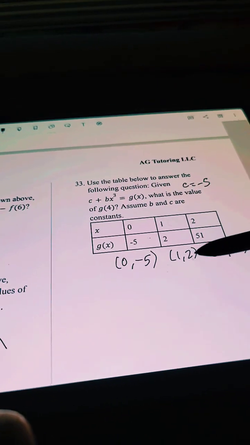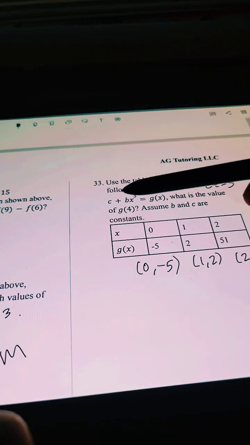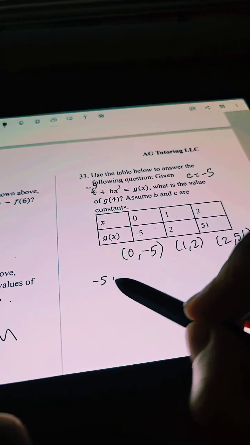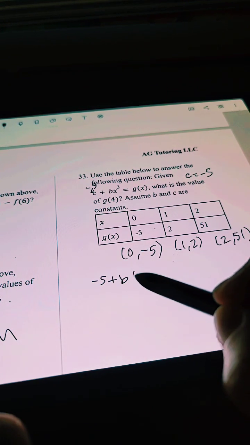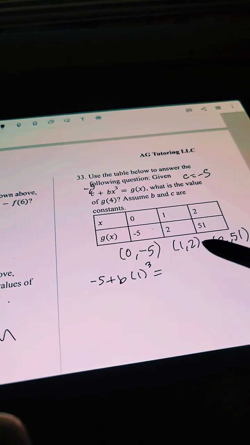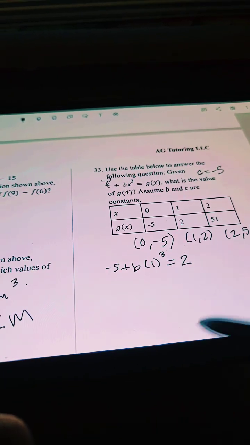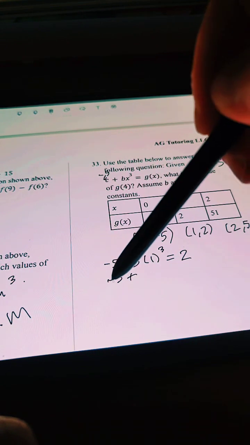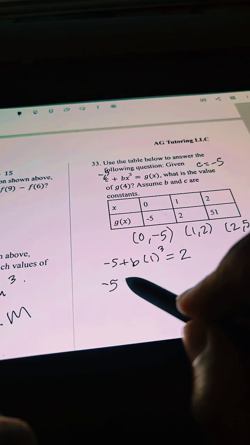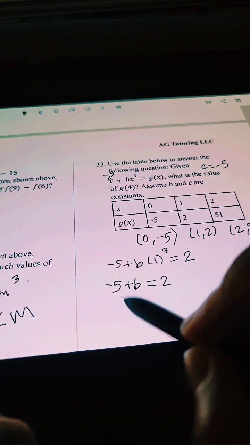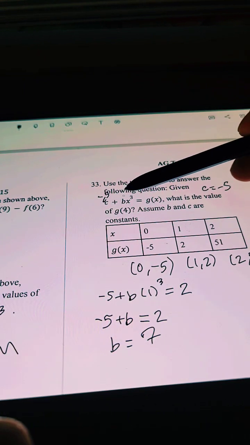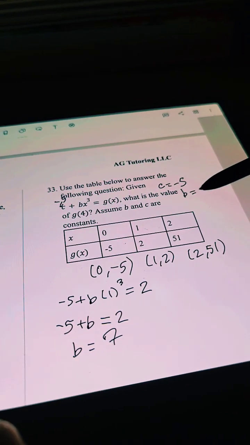So now I'm going to use 1, 2, and I'm going to say, okay, I know that c is -5 now. So -5 plus b, and then my x is going to be 1, and then I cube it, and that has to equal 2 for my g of x. So 1 cubed is just 1, and then 1 times b is just b, so I have -5 plus b is equal to 2, so then I'm going to add 5 to each side, so then I'm going to get b is equal to 7. So now I know what b is. b is 7.